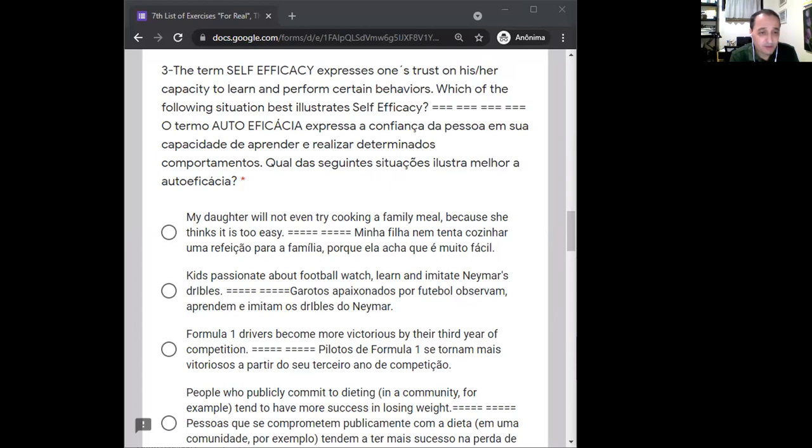Formula One drivers become more victorious by their third year of competition. Well, this is practice. This is not like I trust and then I will try to do something, right? I mean, this is someone that has spent his or her whole life driving cars. So it's like they are trying this for a very, very long time. This is experience. This is not self-efficacy.